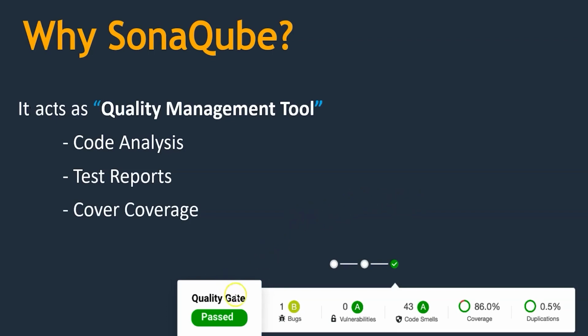So if you see here, the quality gate is passed, how many bugs you have, vulnerabilities, code smells, coverage, duplications, such kind of information is displayed over here. So it is quite easy for us to understand where you can improve.